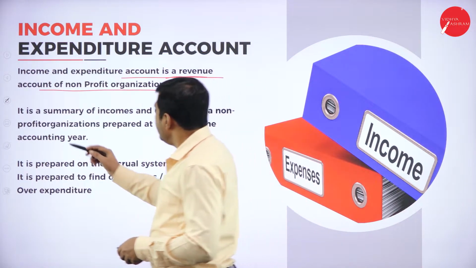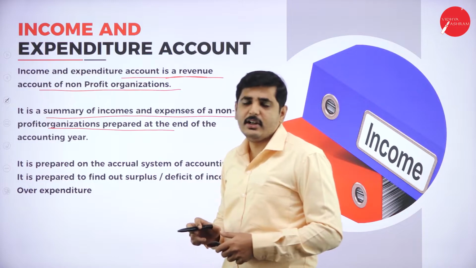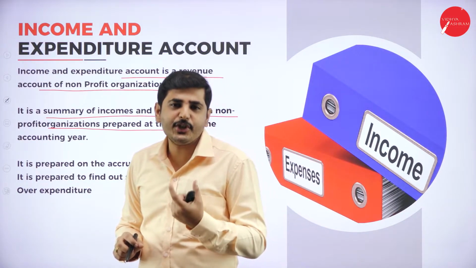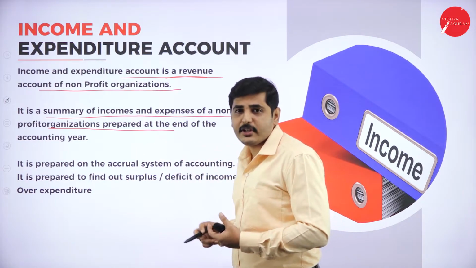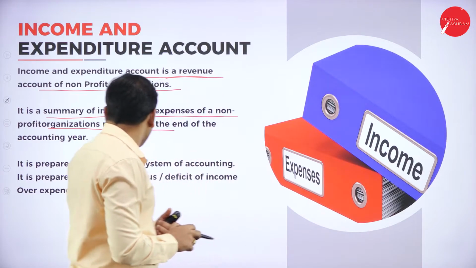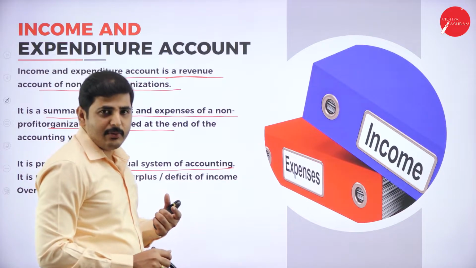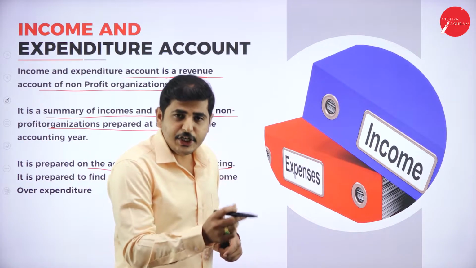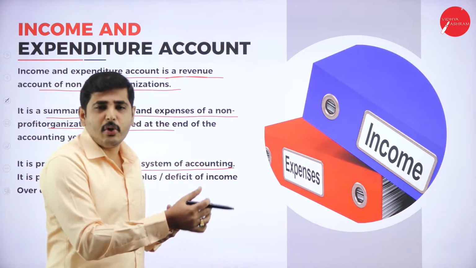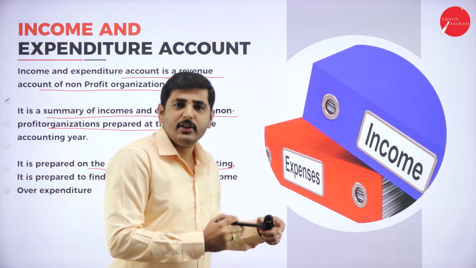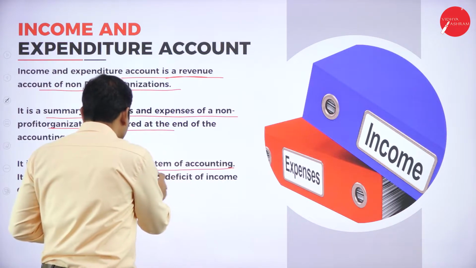Next, it is a summary of income and expenses of a non-trading concern prepared at the end of the year. In order to understand what the actual income or loss of the current year is, we have to prepare the income and expenditure account in the case of a non-trading concern. Next, it is prepared on the actual system of accounting. What do you mean by actual system of accounting? Even though we have not paid, it should be shown as outstanding. Even though we have not received, it should be shown as interest generated but not received. So rent outstanding, rent payable but not paid. It is an accurate system of accounting.